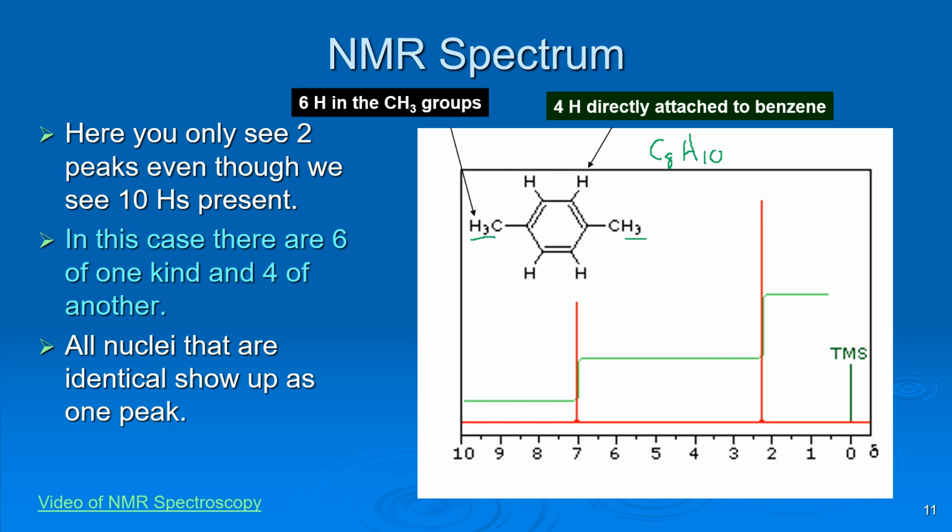And then you can see that there's 4 hydrogen directly attached to the benzene ring right here, and those 4 are also identical to each other. They're all attached to the benzene ring, and because of symmetry, they're all alike. So these 4 hydrogen give rise to this peak, and these 6 hydrogen give rise to this peak. So all nuclei that are identical in the molecule will show up as one peak. You might note this video of NMR spectroscopy. We saw very similar ones in IR and mass spec, and I have posted this video also in Canvas.